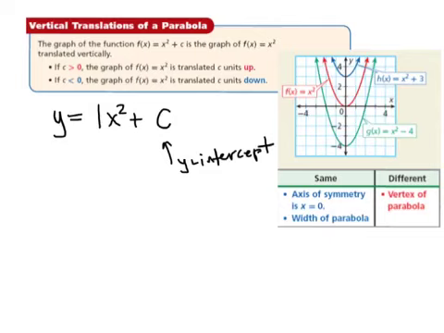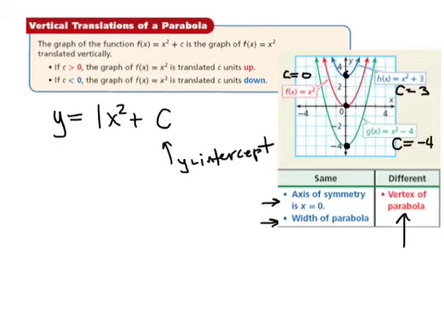Because if we look at these, our c value here is c equals 0, this is c equals positive 3, and this one over here is c equals negative 4. So this negative 4 is below, so this is our y-intercept here, and our y-intercept here. It corresponds the right way with our y-intercept, but we see that the axis of symmetry is the same, the width is the same, we didn't change anything about the width. The only thing different is our vertex, or where it crosses the y-intercept.